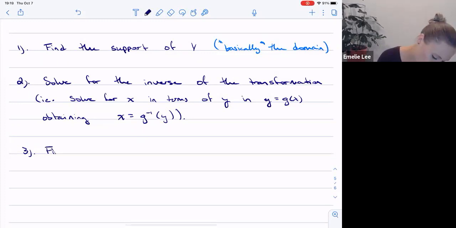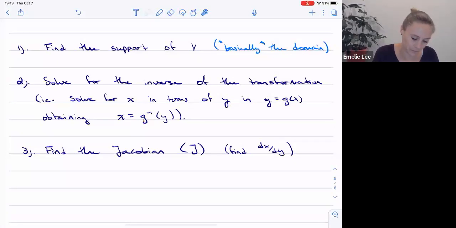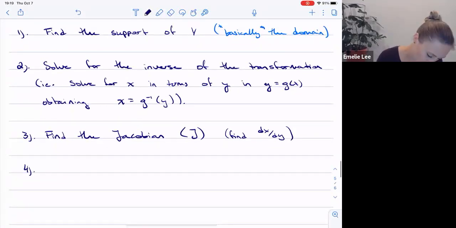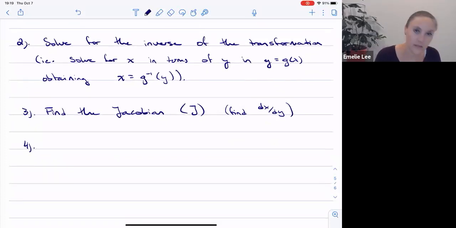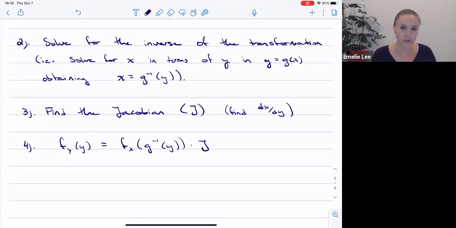And so then your next step is to find the Jacobian, which we usually just denote by capital J. That means just find dx dy. Find the derivative of the x that you just found. And then step 4 is just to construct the PDF. So put the pieces back together. That's going to be f_Y of y is f_X evaluated at g inverse of y times J, the Jacobian.